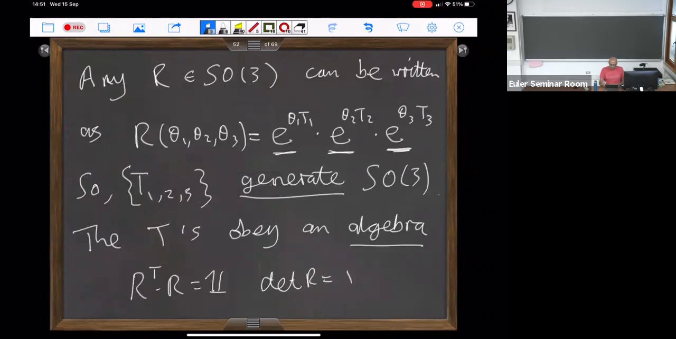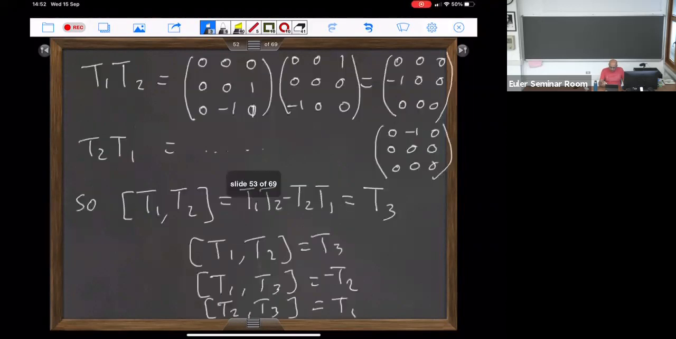And so we use the words to say the words that the T's generate SO3. And now what we're going to see is that there's an algebra associated to the T's. They are in fact elements of a particular algebra, which is called the Lie algebra of SO3. So what do I mean by an algebra?